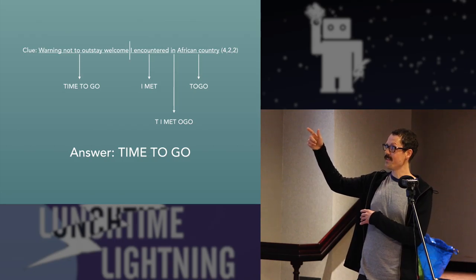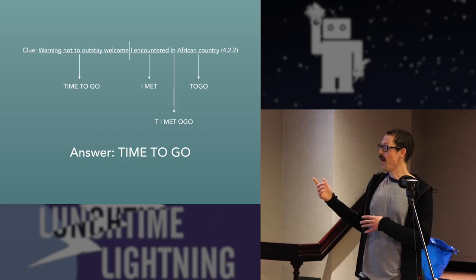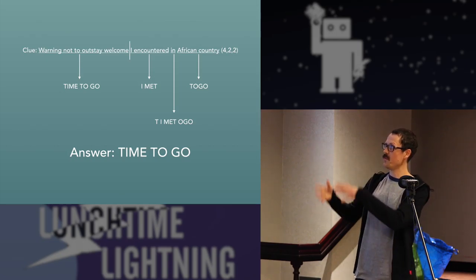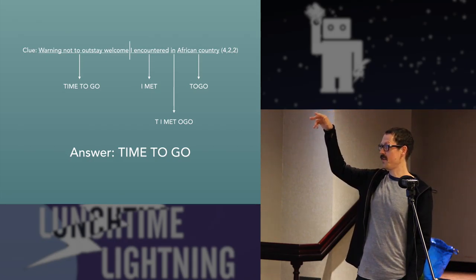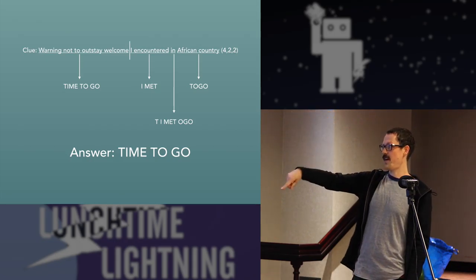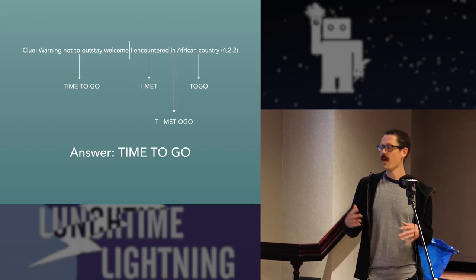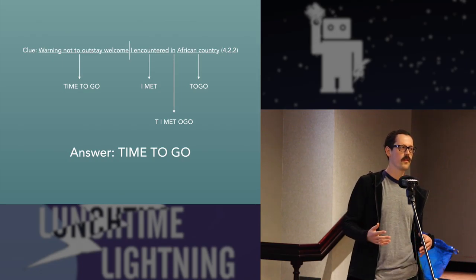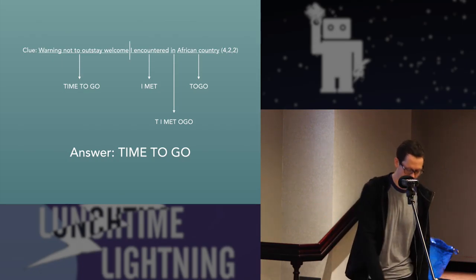So "I encountered" translates to "I met." "In" is like a modifier word, and that tells us that we want to take that piece, "I met," and move it into the next piece, "African country," where we get Togo. So if we splice "I met" into Togo, that's what gets us "time to go." So we've got two routes to the answer. And the good news about that is that when you get there, you're usually pretty sure you've got the right answer because it's fairly unambiguous at that point.